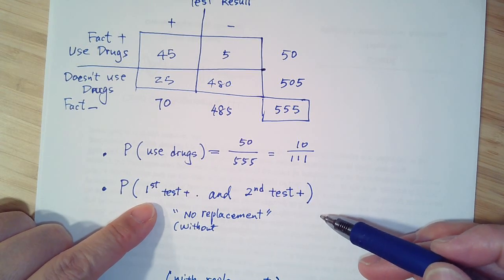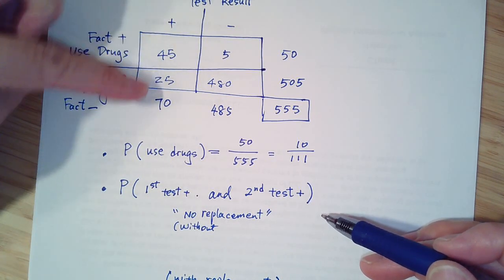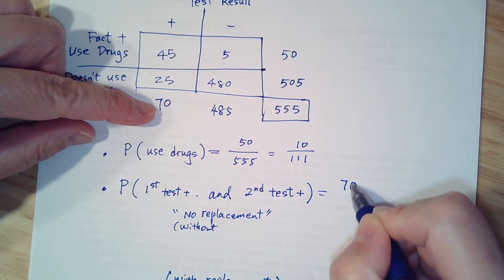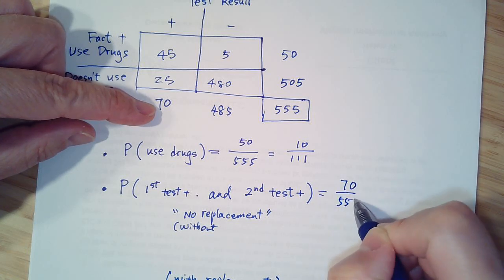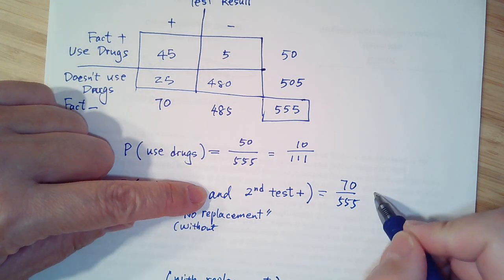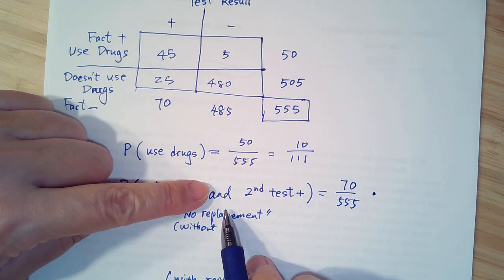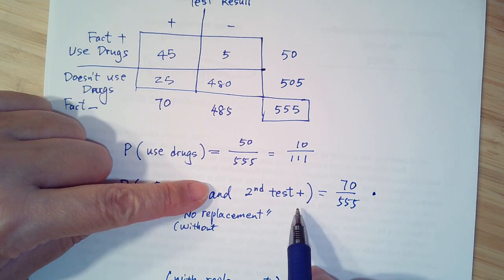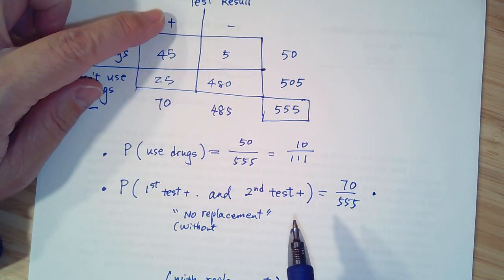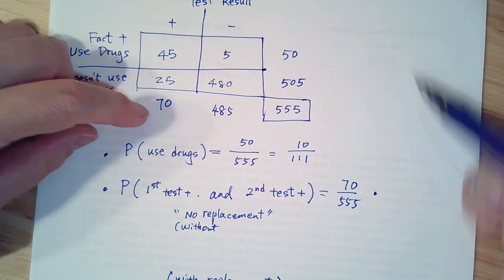The first person tested positive. That's all the tested positive people. So that is 70 over 555. Okay. When you see "and," you're going to multiply. Okay. And the second person tested positive without replacement. The second person also tested positive but without replacement.